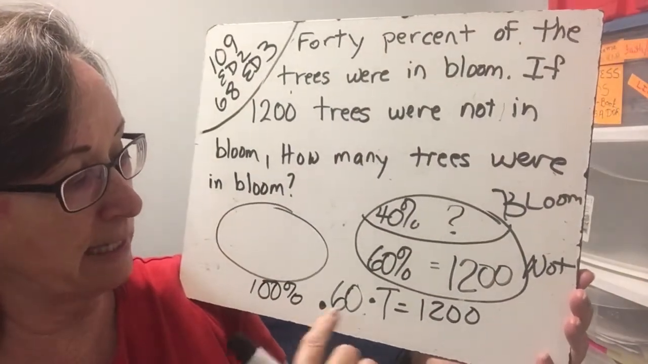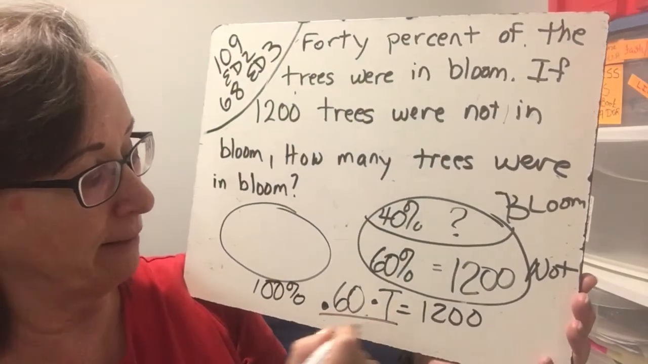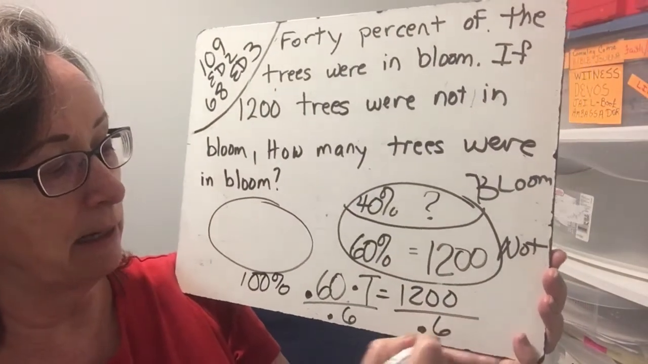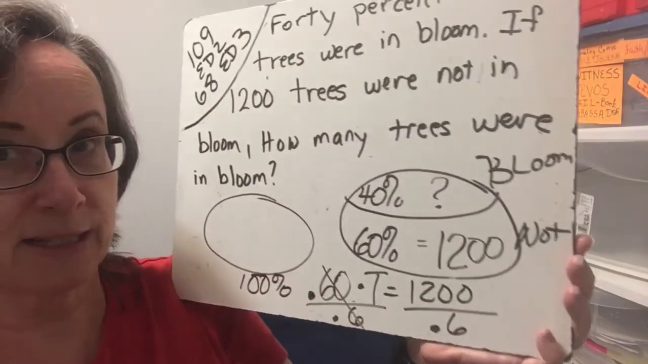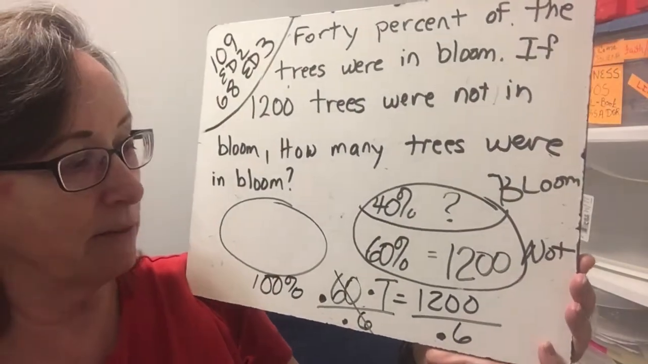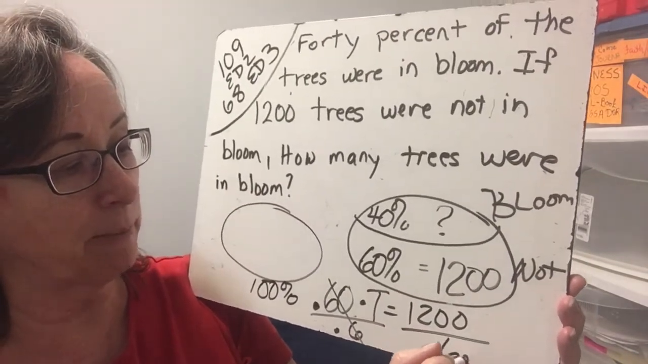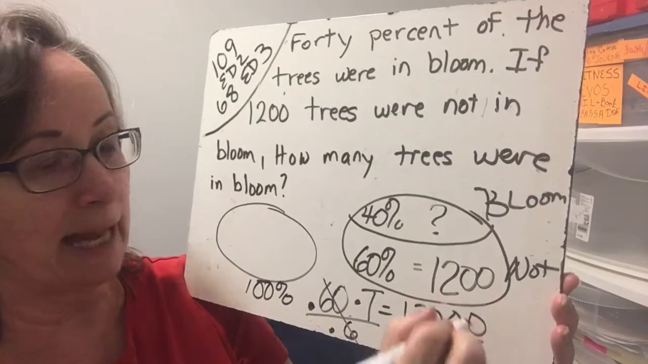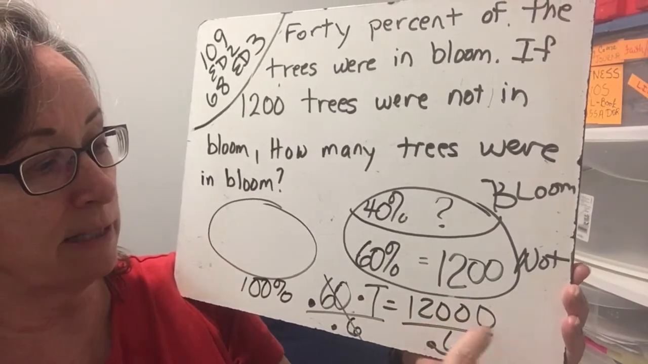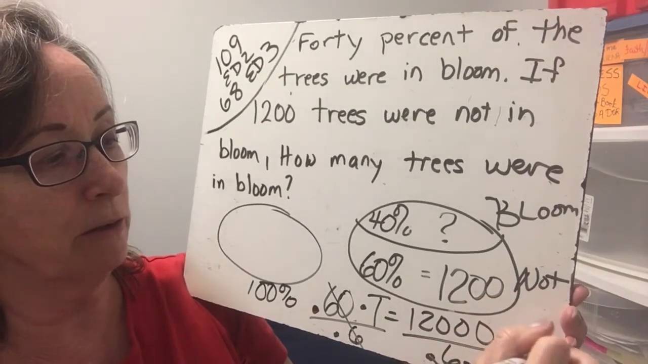Okay, so we have 60% times all the trees gives me 1,200. I'm going to divide this side by 0.6, and I'm going to divide this side by 0.6. Remember, that's going to cancel, right? Because that 0 right there makes no difference. So now we have t is equal to this. Remember, we have to clear this decimal by moving it one place to the right and tacking on another 0. So now we have 12,000 divided by 6, which is going to give me 2,000 total trees.